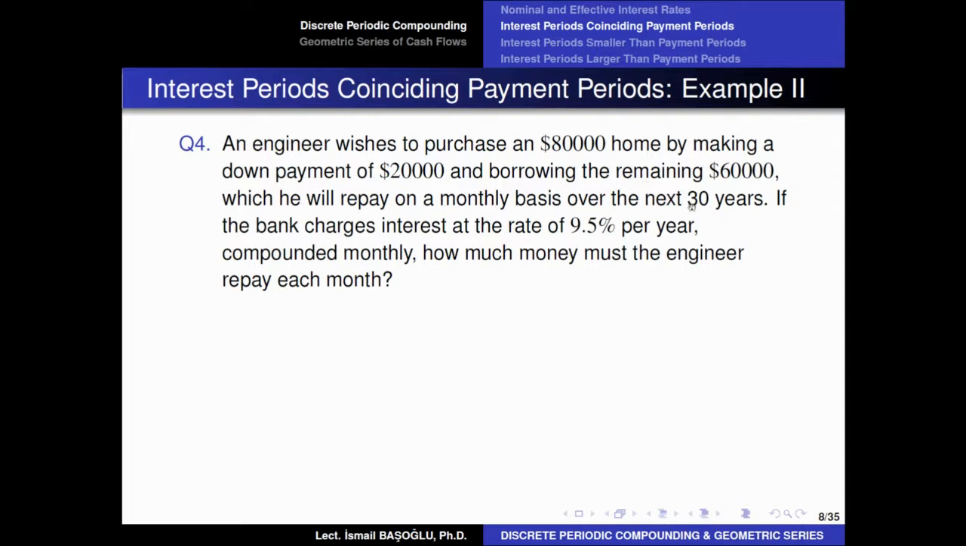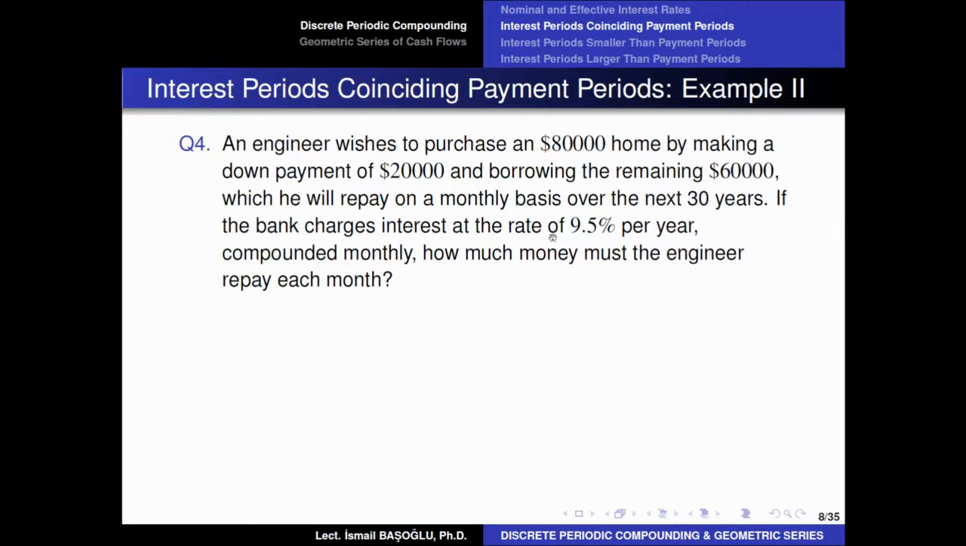And on a monthly basis for 30 years, the engineer is going to repay that money. So how many months does it take to repay then? In 30 years, there are 360 months. Okay, almost a lifetime. 30 years is almost a lifetime. The engineer is going to repay some installment size at the end of each month for 30 years just to own the house.